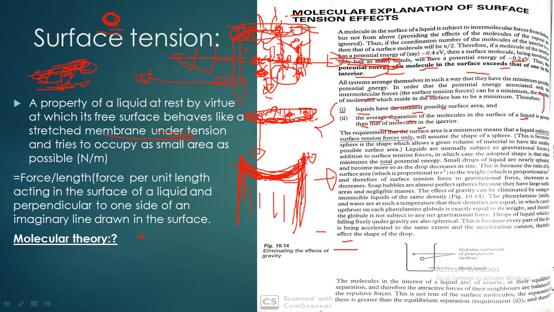Lakini on the surface, kwa kuwa zinakuwa zina face very limited interactions, cha kwanza, na system yoyote inakuwa arranged in a way kwamba ina minimize potential energy. Therefore, pale juu kunakuwa na minimum number of molecules as possible, it means kuna space kubwa, wako molecules wachache, distance between them is large. Eventually tuna vitu viwili: kuna small surface area possible na average separation between the molecules is large.